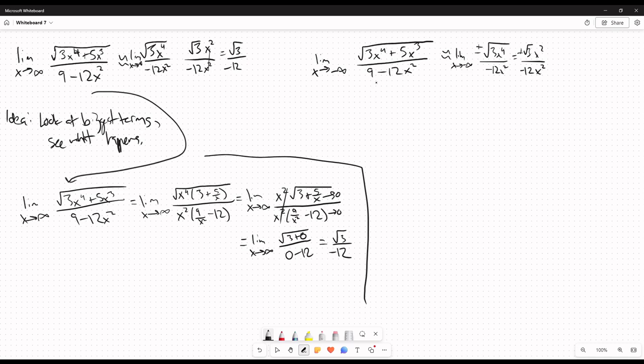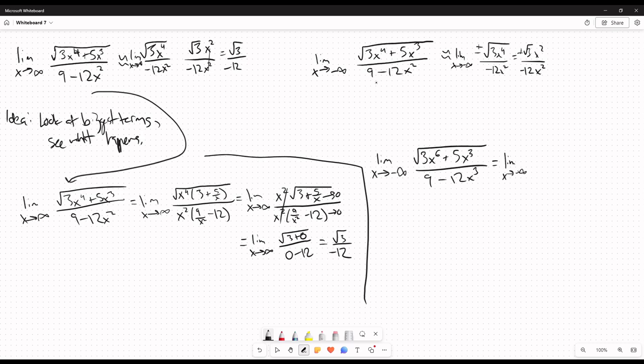If we did the limit as x goes to negative infinity, it would end up being pretty much the exact same thing, so I'm not going to do that specifically. What I will do is one where we need to worry about that negative sign. That will be the limit as x goes to negative infinity of the square root of 3x to the 6th plus 5x cubed over 9 minus 12x cubed. It's a similar problem, so we'd try factoring out a little bit.